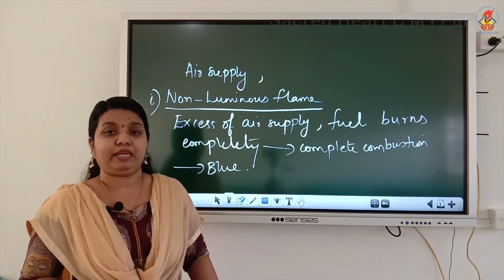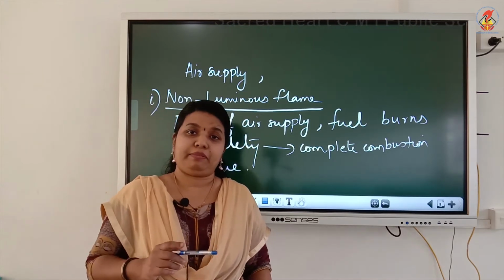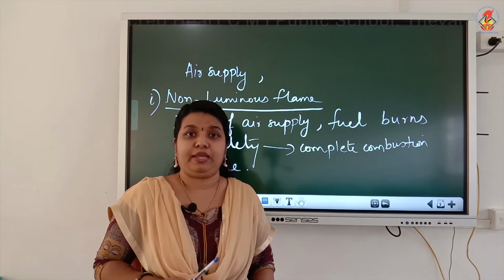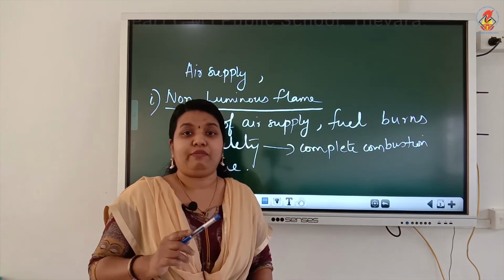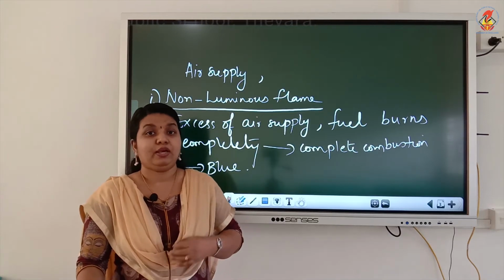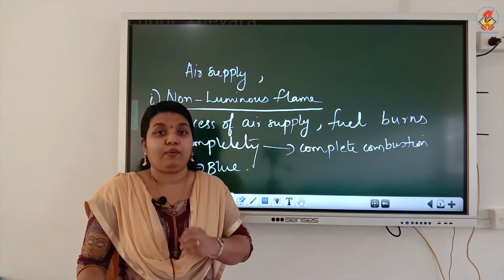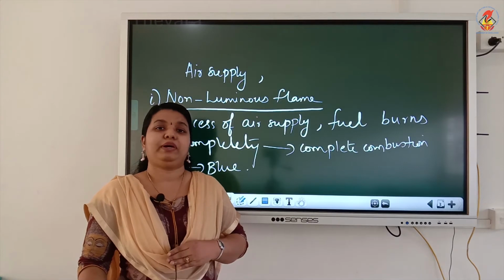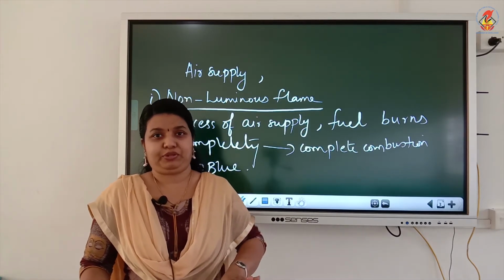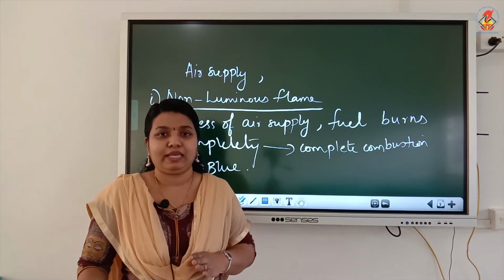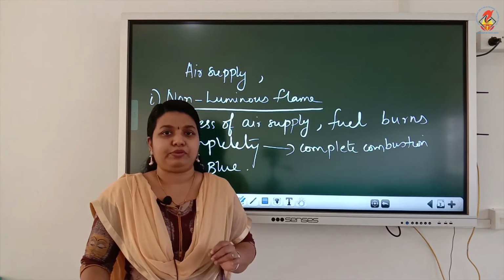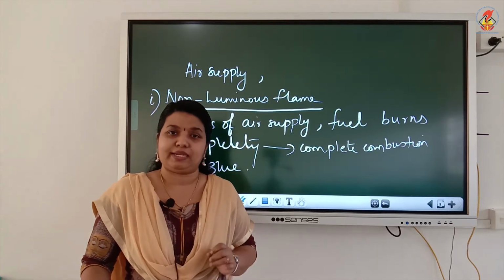Okay, so depending upon air supply, flame can be of two types. The first one is non-luminous flame. A non-luminous flame is produced when there is excess of air supply, plenty of air supply. So what happens to the fuel? All the carbon particles of the fuel burn completely. Such a combustion is known as complete combustion. Complete combustion takes place and the flame produced is non-luminous and its color is blue.